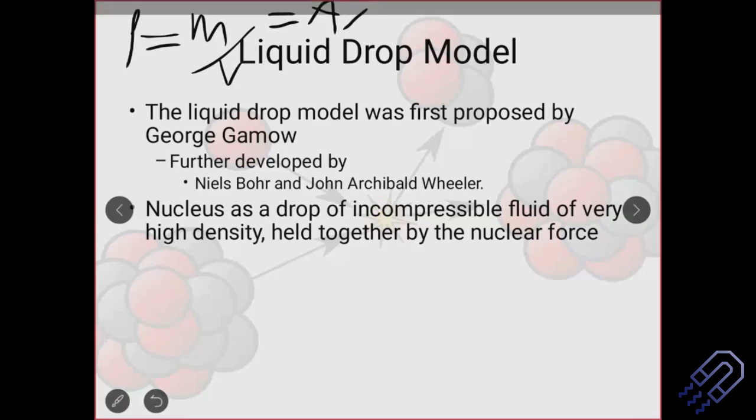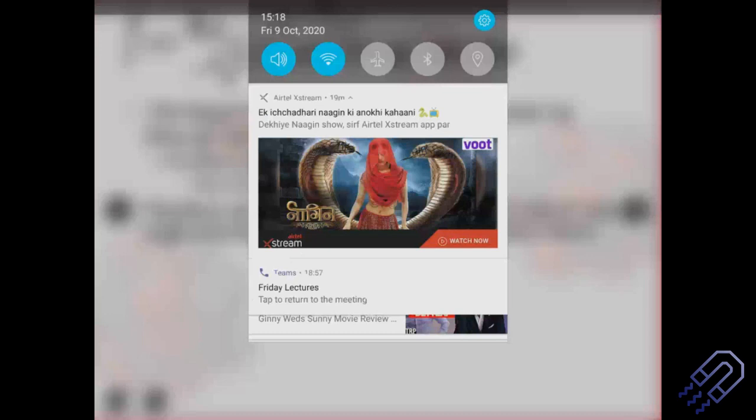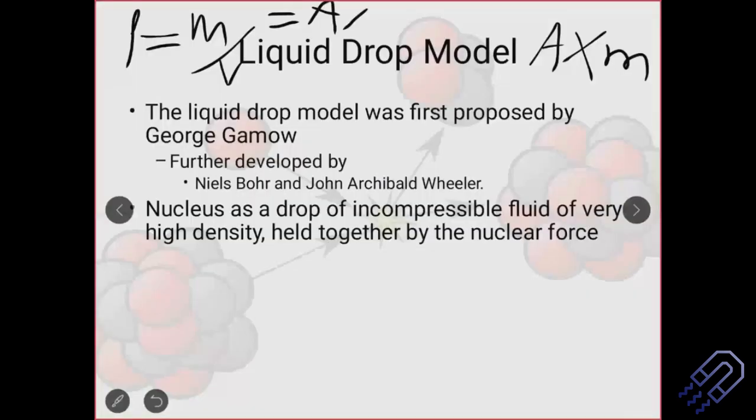So A into 1.67 times 10 to the power minus 27 kg is the mass, divided by the volume. Now the volume, we already know, is four-thirds pi r cubed.